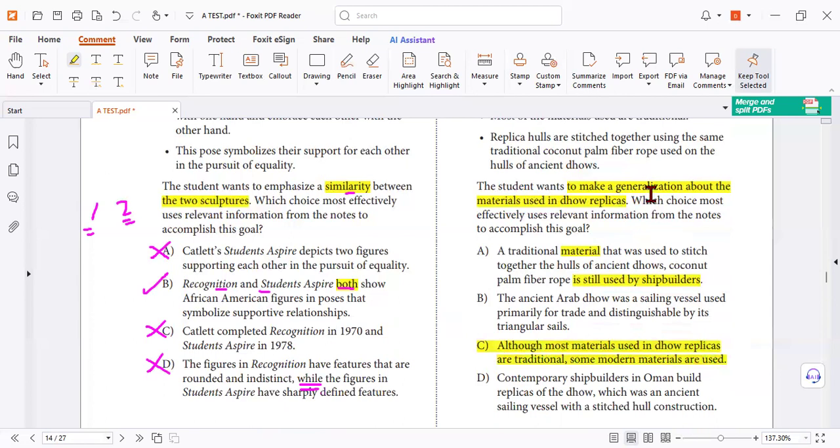And for the term generalization, like we need a general point. So give me specific points. This can help you. That's why.